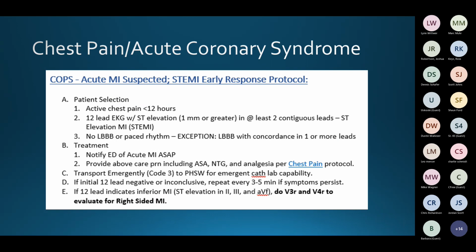Now, acute MI, STEMI suspected, that would be active chest pain for less than 24 hours, 12 lead EKG, elevated 1 millimeter or greater in at least 2 contiguous leads. No left bundle branch block or pace rhythm exception, and I put it right in the exception, except the left bundle branch with concordance in 1 or more leads.